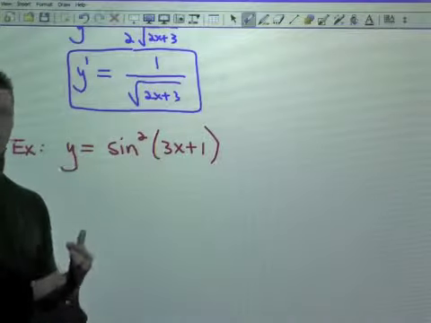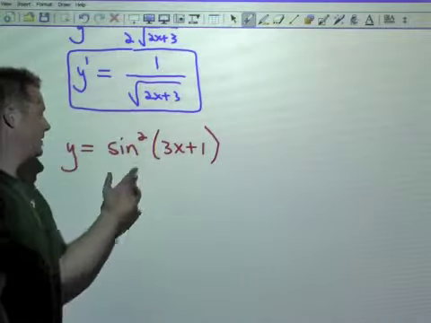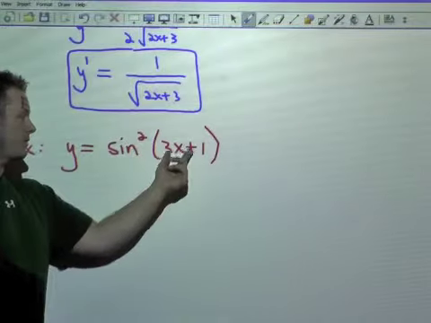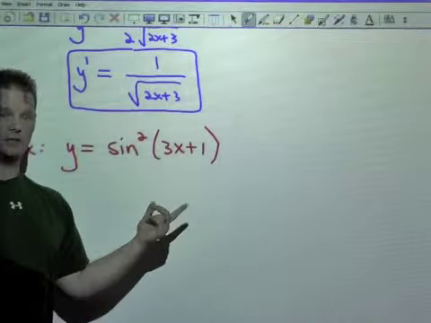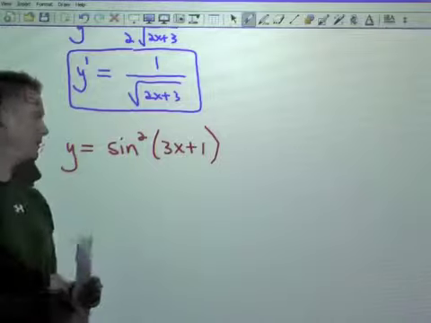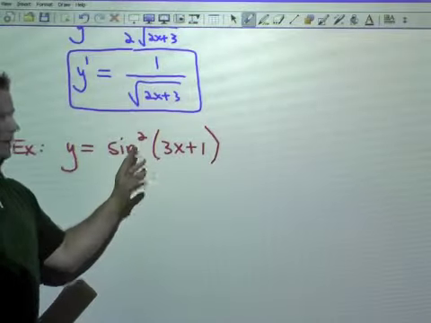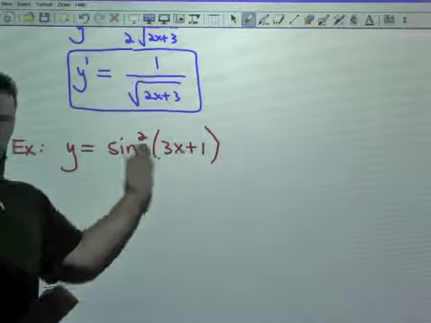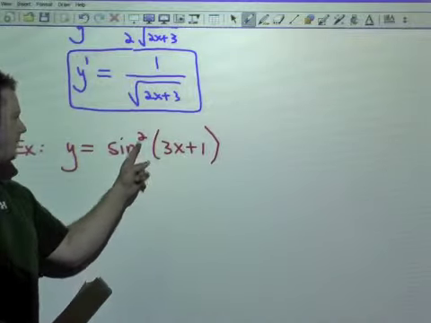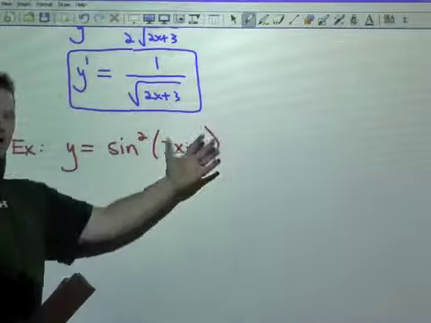So notice there's actually 3 functions embedded here. There's the sine function, the 3x plus 1 function, and then the squared function. All are kind of nested within one another. Now the first thing you have to remember here is the order in which these functions are used. Remember that this squared means the whole thing is being squared.